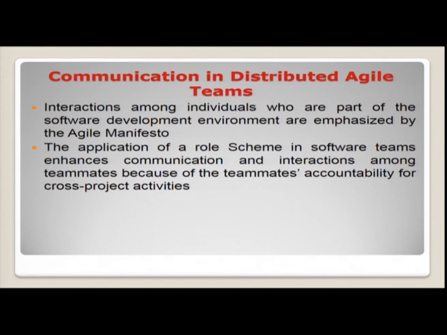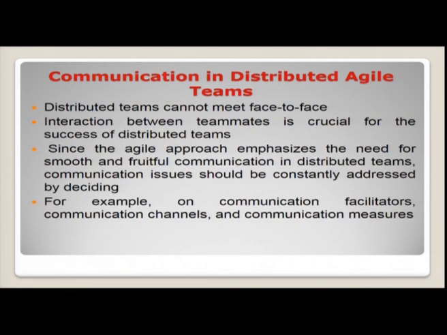Then communication in distributed agile teams: interaction among individuals who are part of the software development environment is emphasized by the Agile manifesto. The application of a role scheme in software teams enhances communication and interactions among teammates because of the teammates' accountability to cross project activities. Distributed teams cannot meet face to face. That is a major drawback because, as I said, one team is put up in California, another team in Melbourne, and a third team in Chennai, India.